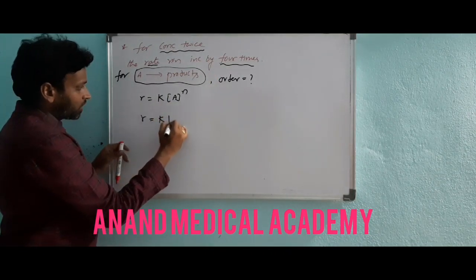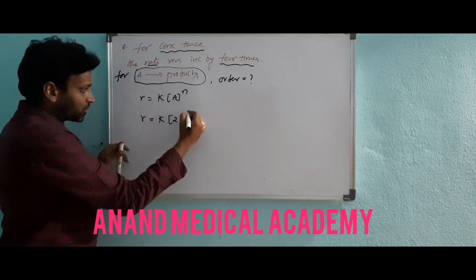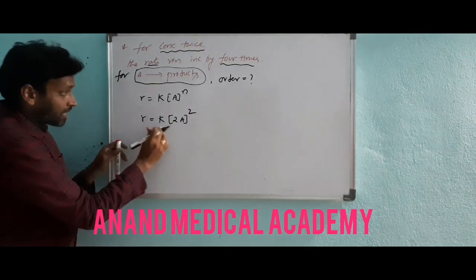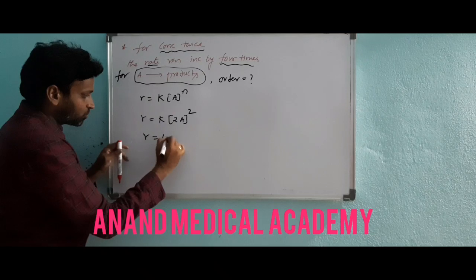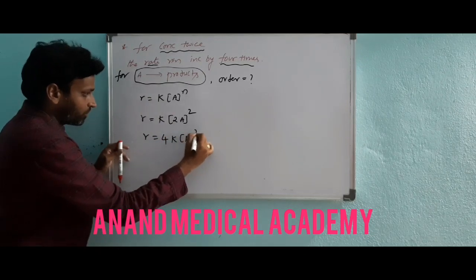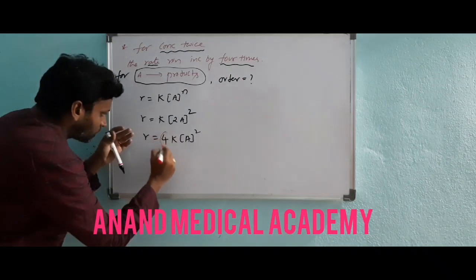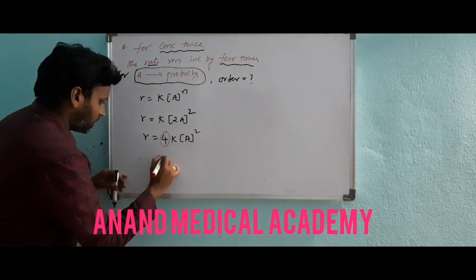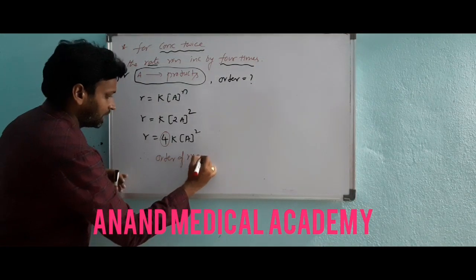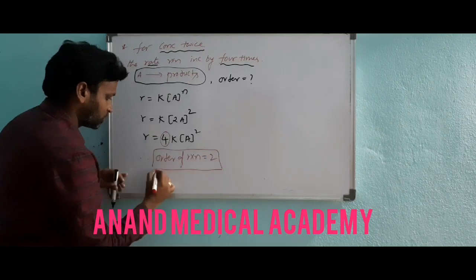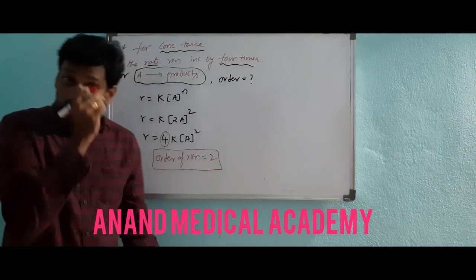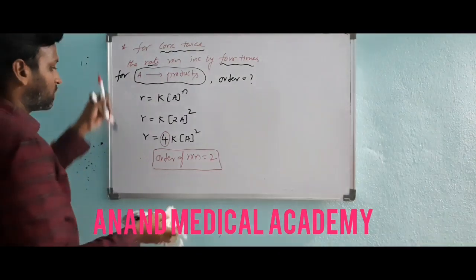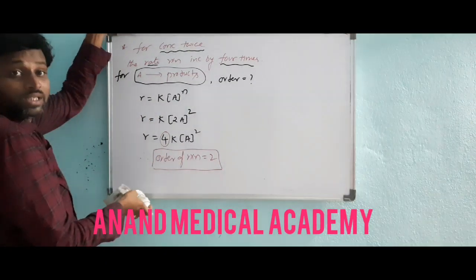So rate = k[A]^n. If concentration was doubled, the rate should be 4 times, which means the n value should be 2. Then only it can be 4. 2 squared is 4. So rate = 4 k[A]^2. How many times is it now? It's 4 times. Got it what I am saying? Therefore, the order of reaction is 2. This is the thing you have to remember. Order of reaction is equal to 2. Got it clear? Okay.